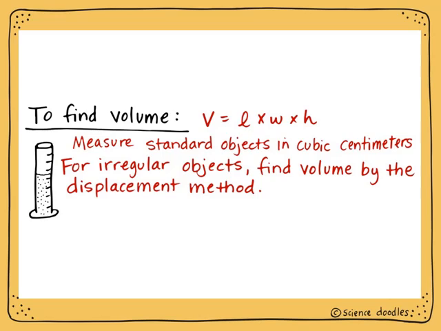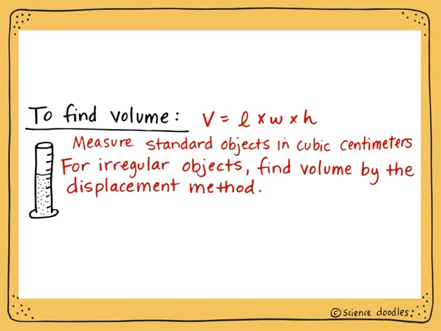Next, to find volume, there are a couple of different options. First, if you have a regularly shaped object, so a box or a cube or something that's a square or a rectangle, you're going to use the formula length times width times height. So you're going to measure 3 sides of your object and multiply them together, and then that will be your volume. If it's a solid, make sure you measure standard objects in cubic centimeters. So if it's a solid, it will be measured in cubic centimeters.